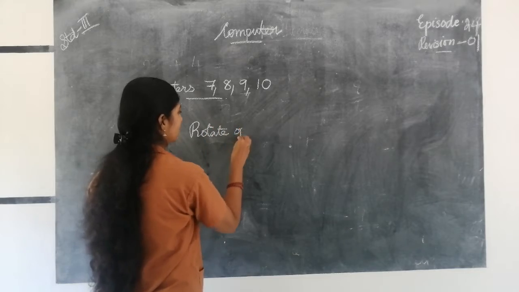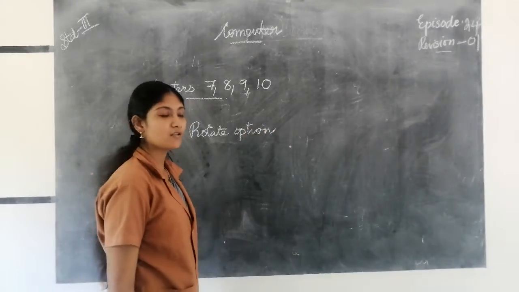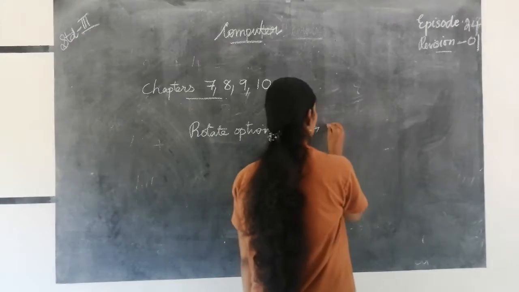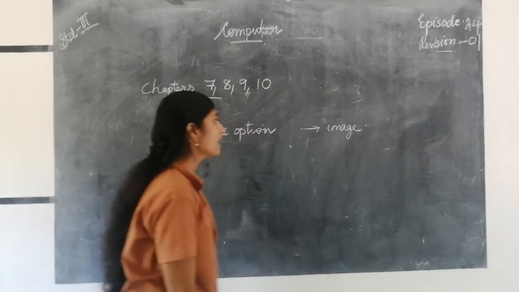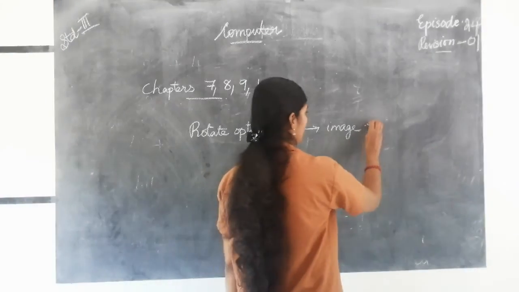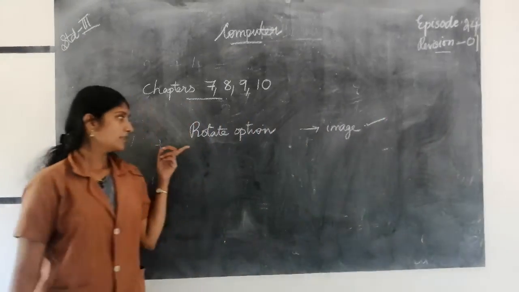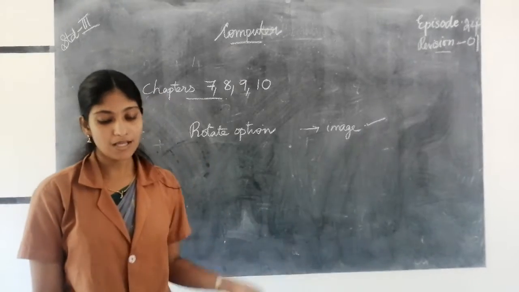So the first question: the rotate option is under which group? Rotate option is in the image group. That is the first one we have to discuss. So make sure you learn about this: rotate option is in the image group.